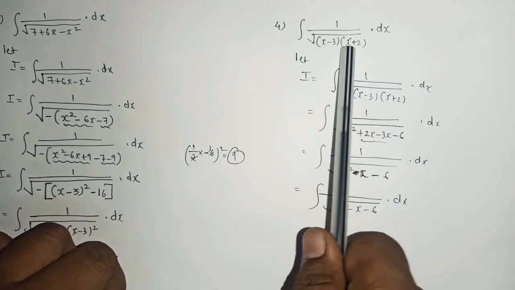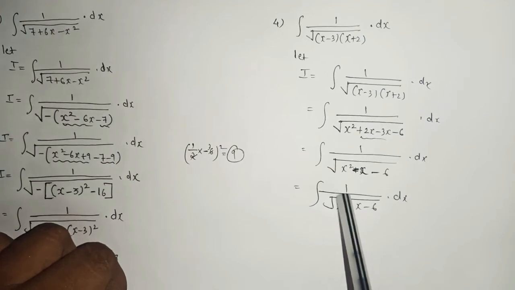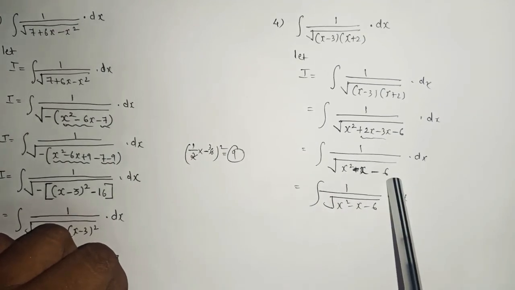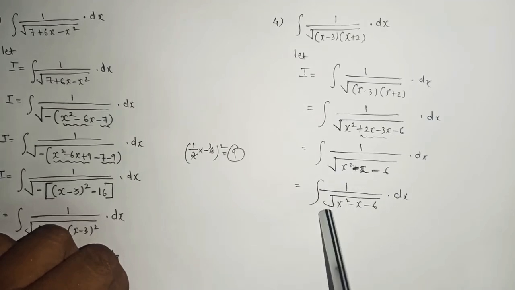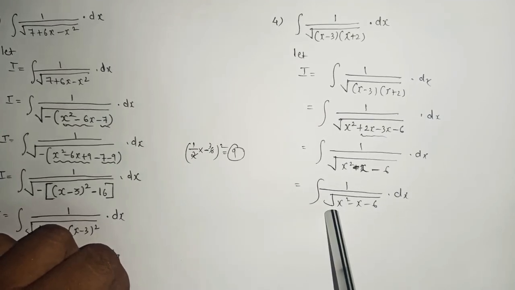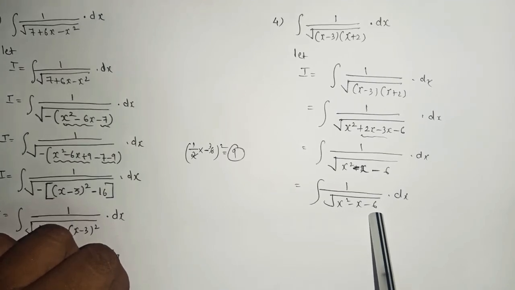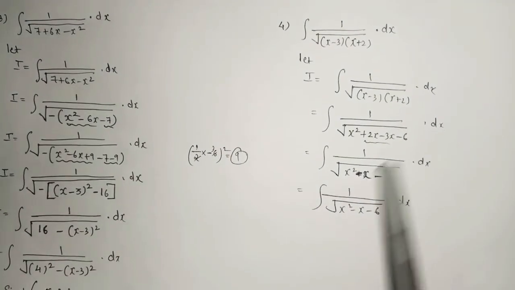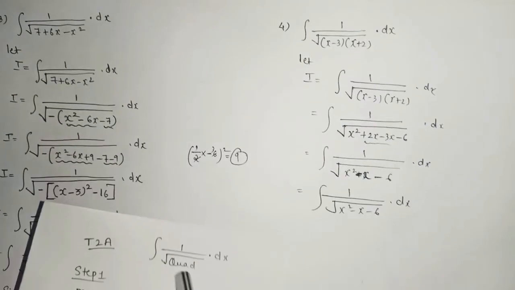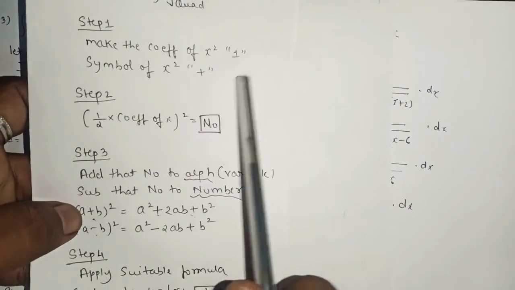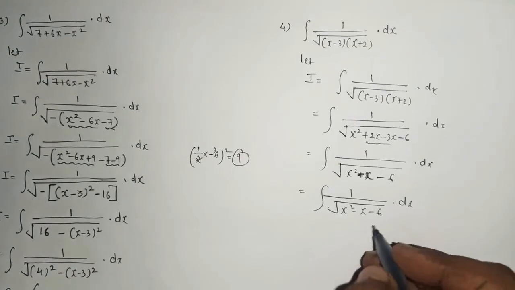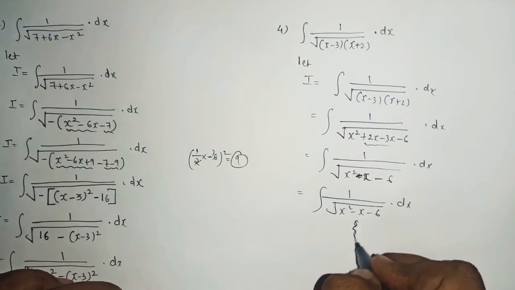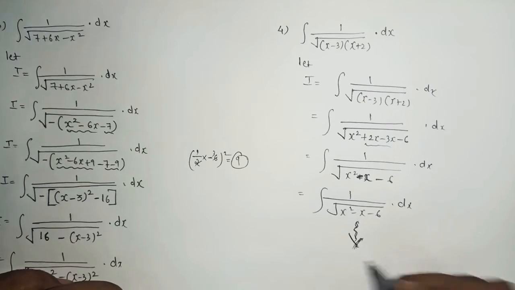When you open the brackets, clearly we end up with a quadratic form. So after this step, 1 upon root quadratic, clearly we can see that this is the root of the quadratic x square minus x minus 6. So it is in the form of integral 1 upon root quadratic. Of course after this step we have to follow the same steps, step number 1, 2, 3, 4. I hope you can do the sum by yourself.